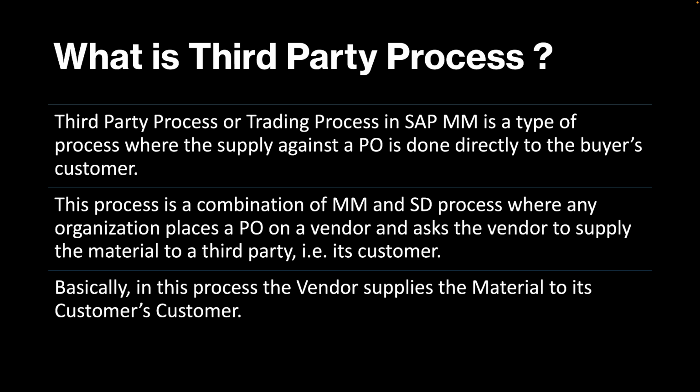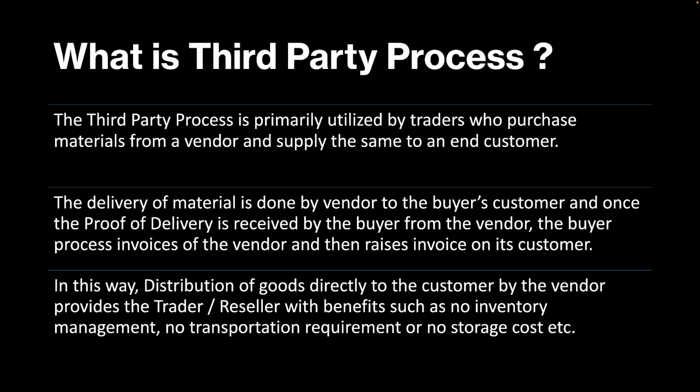So basically in this process, the vendor will supply the material to its customer's customer. That is, for a vendor, the customer is the trader who is going to place the purchase order, but the vendor will be supplying the material to his customer's customer. That is the end customer who is going to receive the material from the trader. And that is why this is called a third party process. That is, a vendor will be supplying material not to the buyer, but to a third party, that is the buyer's customer. So you can see the third party process is primarily utilized by traders who purchase material from a vendor and then supply the same to an end customer.